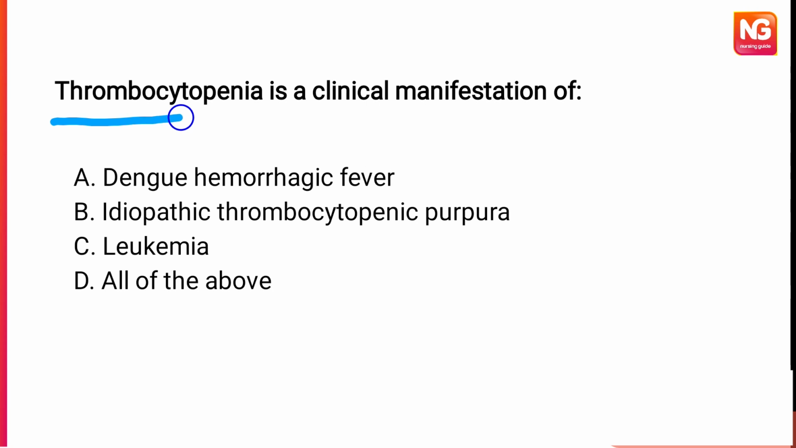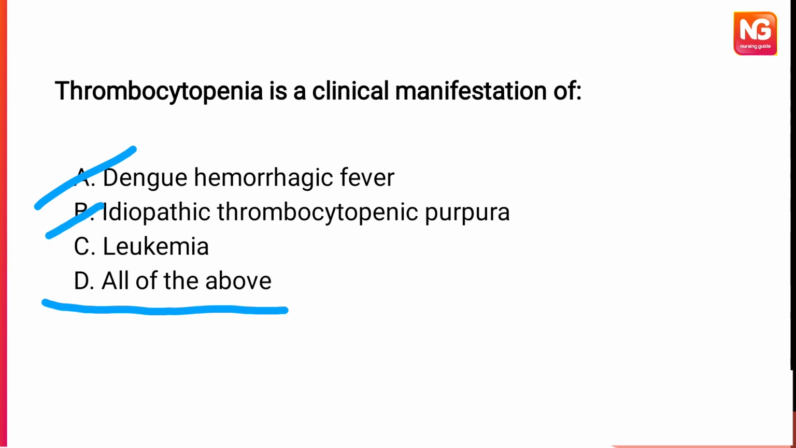Next, thrombocytopenia is a clinical manifestation of option A dengue hemorrhagic fever, option B idiopathic thrombocytopenic purpura, option C leukemia, option D all of the above. The correct answer is option D, all of the above. Thrombocytopenia's clinical manifestations are seen in dengue hemorrhagic fever, idiopathic thrombocytopenic purpura, and leukemia.